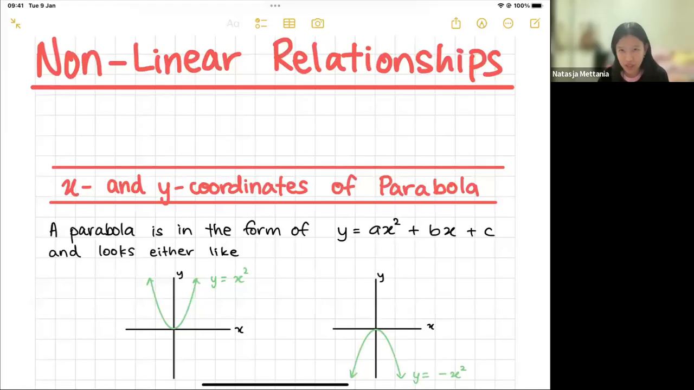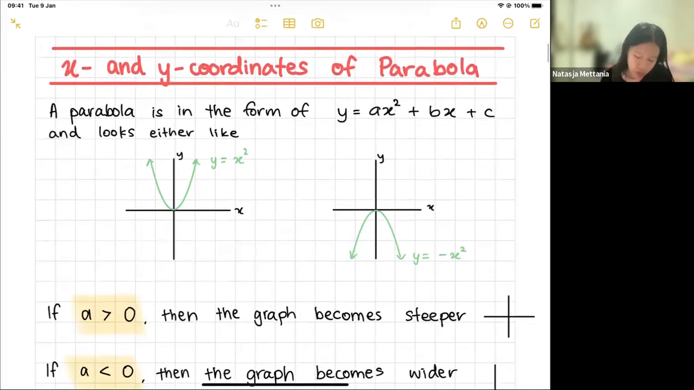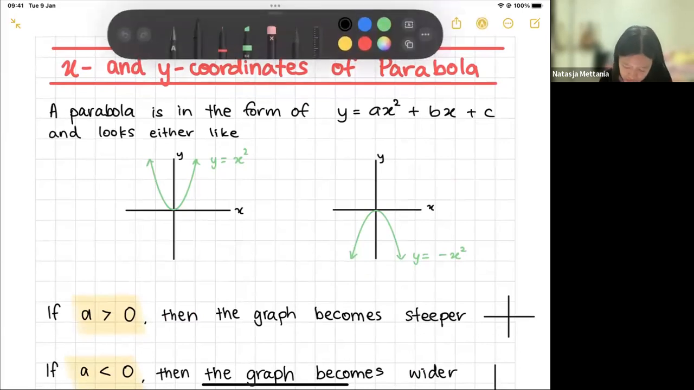Welcome back. Today we will be looking into a new topic called nonlinear relationships. Our first lesson will be on finding the x and y coordinates of a parabola, as well as using a table of values to graph a parabola. A few really important things we need to note.